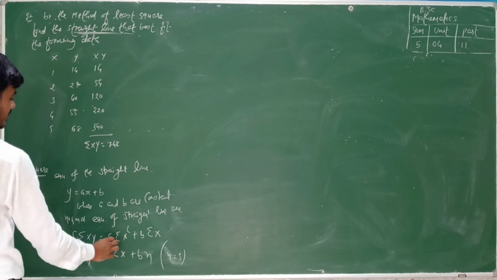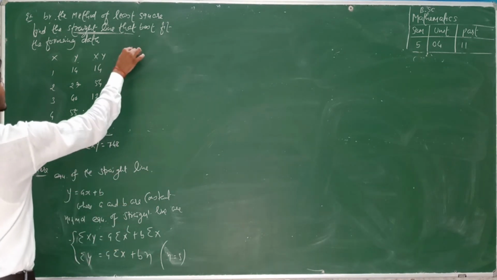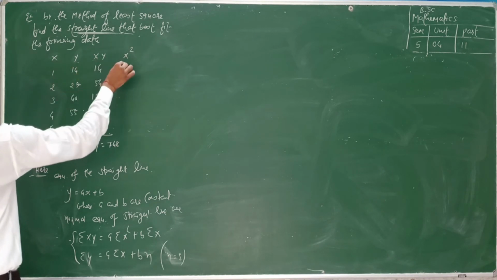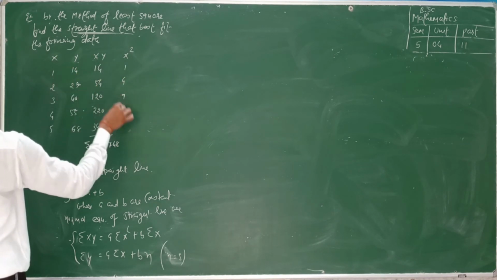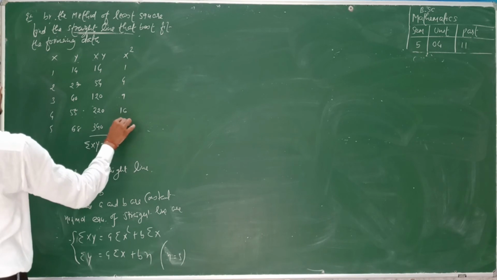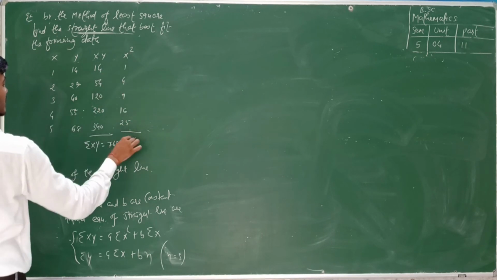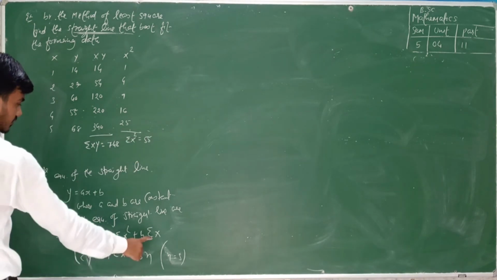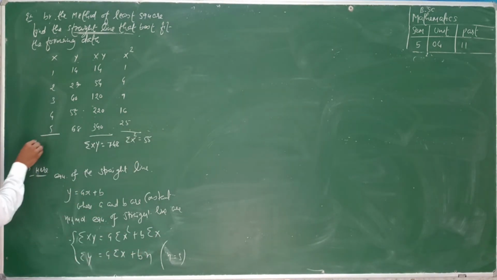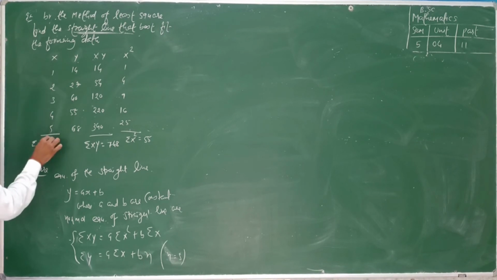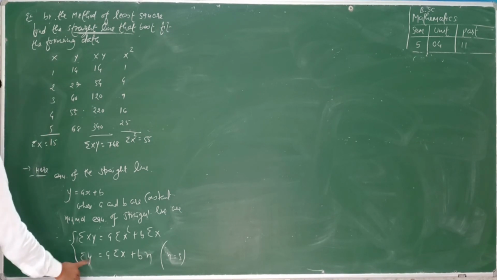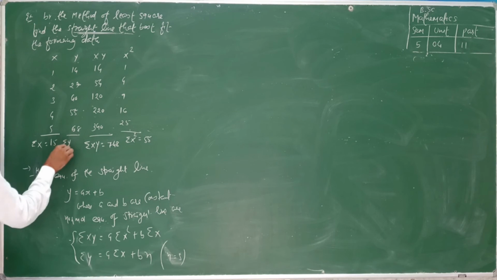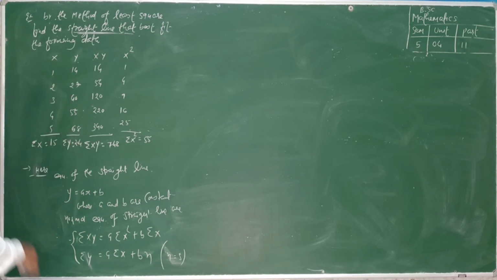Also we retrieve sigma x square. First we find x square: 1 square, 2 square, 3 square, 4 square and 5 square. The summation of these squares, sigma x square, is equal to 55. We have sigma x, the summation of the x values, which is 15, and sigma y, the summation of the y values, is 204.